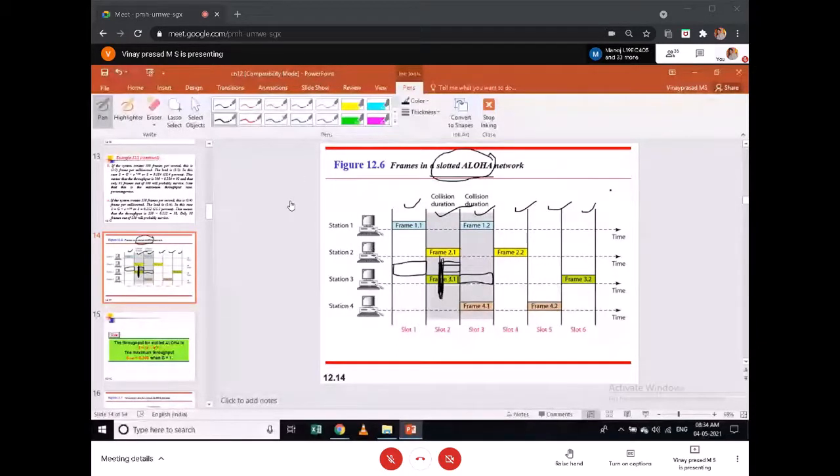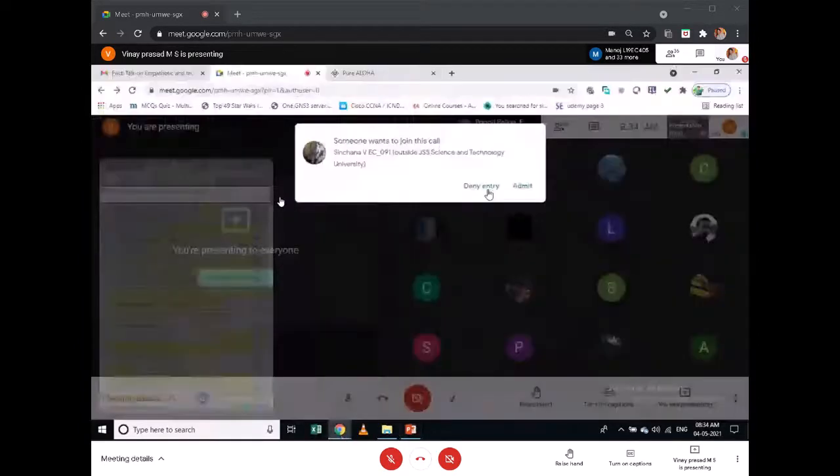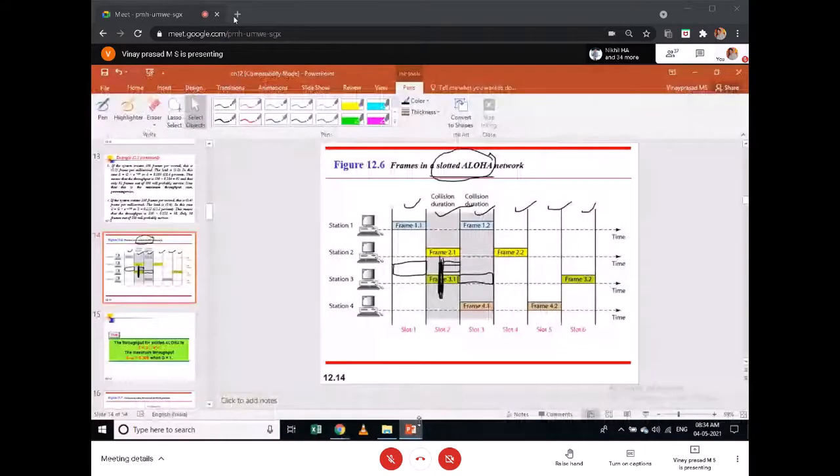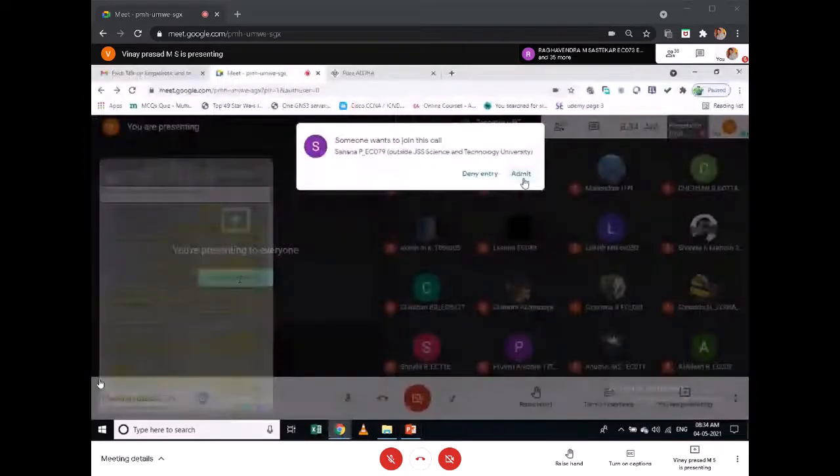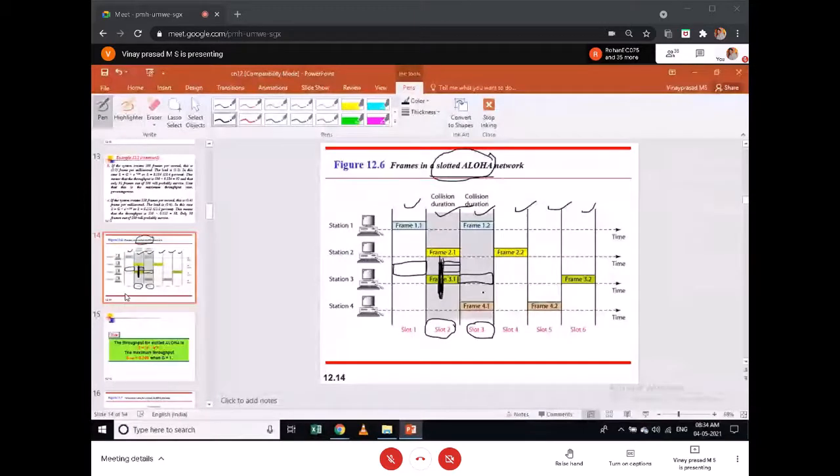But what is the vulnerability time here in slotted ALOHA? The vulnerability time means finding out in which slot the frame may get involved in a collision. If you look at this example, we see that in slot 2 and slot 3, some frames are involved in collision, isn't it?